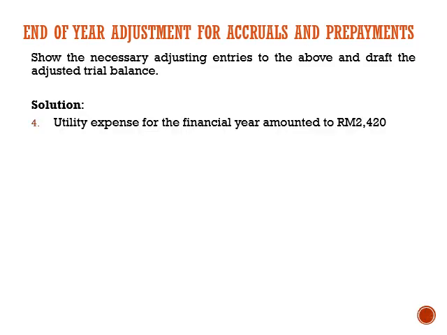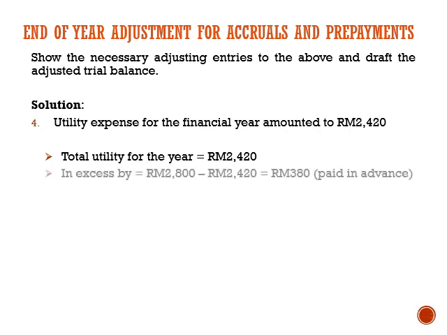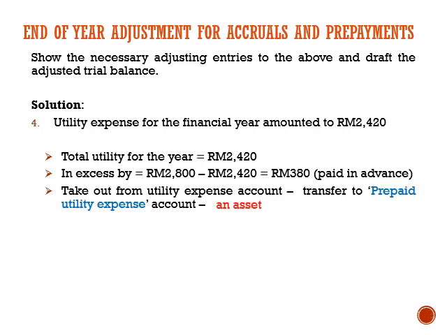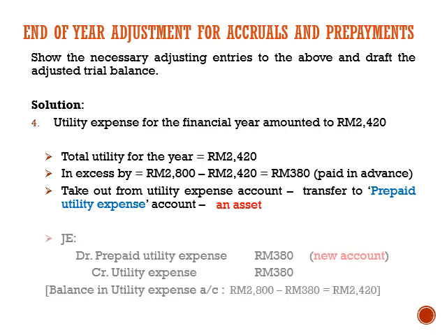Information number 4 reveals that utility expense for the year should amount to 2,420 ringgit. However, after the earlier adjustment, the amount recorded was 2,800. Thus, there is an excess of 380 ringgit, indicating a prepayment. So we need to take that amount out of the utility expense account and recognize the prepayment, which is an asset. The journal entries are as such, with the balance in the utility expense account becoming 2,420 as it should be.